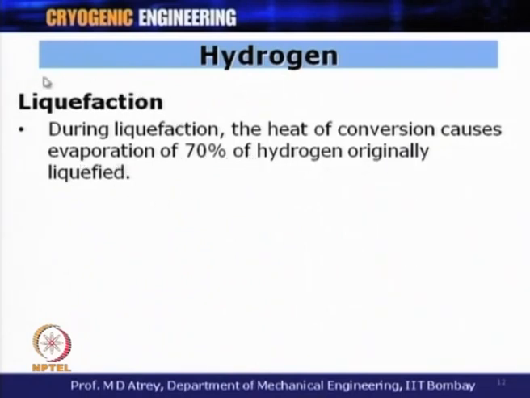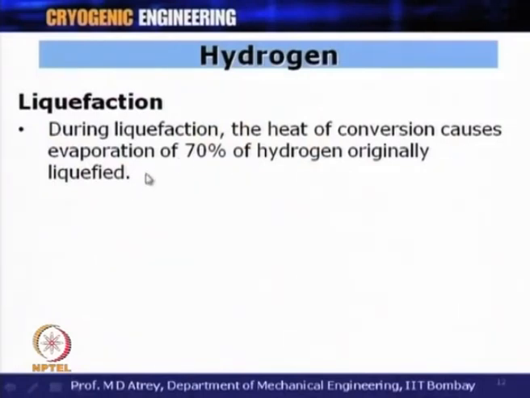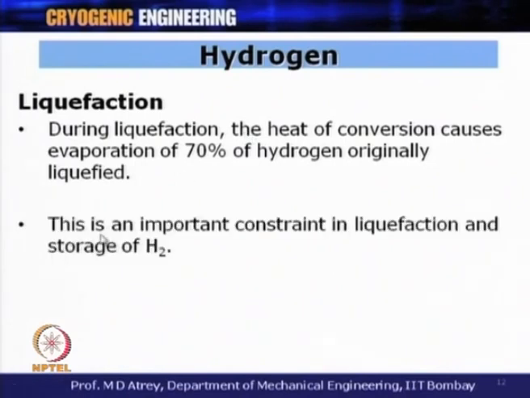Now, this is the effect of this conversion from ortho to para. What is happening during liquefaction? The temperature is decreasing. What is happening because of the decrease in temperature? The heat of conversion is getting evolved, that is, it being an exothermic reaction, a lot of heat is being liberated and it evaporates. Because of the effect of this heat release, whatever liquid has got formed, it gets evaporated immediately. So, if I get liquid, 70% of that liquid will get evaporated because of this conversion from ortho to para, all right. And this is a very important constraint in liquefaction and storage of hydrogen.